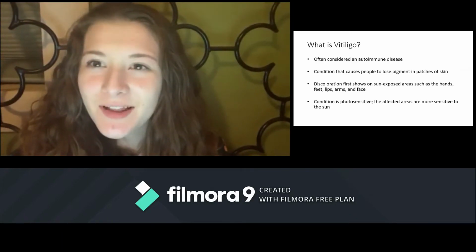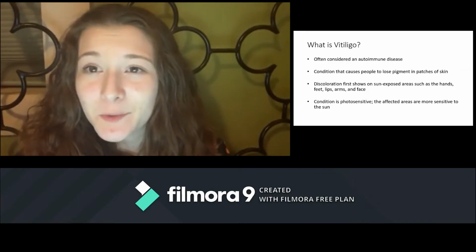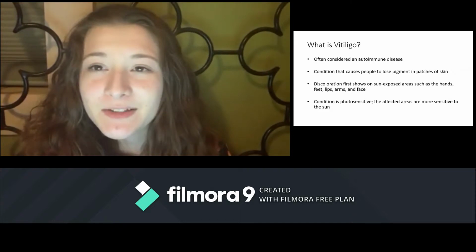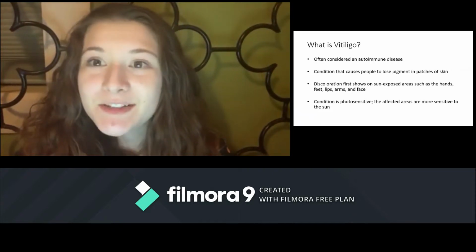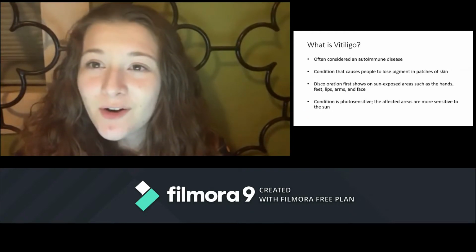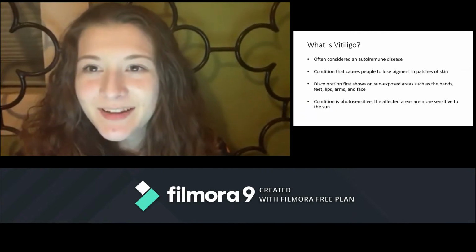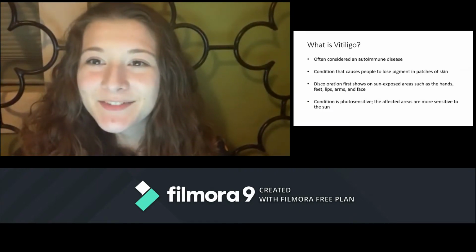What exactly is vitiligo? Well, vitiligo is often considered an autoimmune disease. This autoimmune disease causes people to lose patches of pigment in their skin. Discoloration first shows on sun-exposed areas such as our hands, feet, lips, arms, and our face. The condition is photosensitive. This just means that the affected areas are more sensitive to the sun.